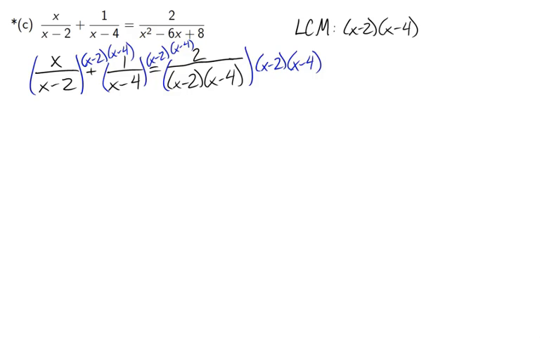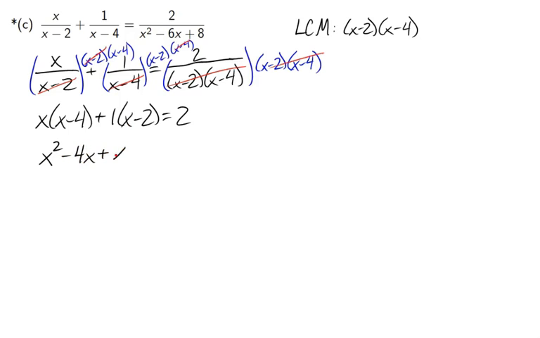And then we can start canceling things. There's some cancellation. There's some cancellation. And on the right side, all of them cancel. So I'm left with x times x minus 4 plus 1 times x minus 2 equals just 2 this time. Distributing my x, I get x squared minus 4x. And distributing a 1, or really just ignoring it entirely, I get x minus 2.